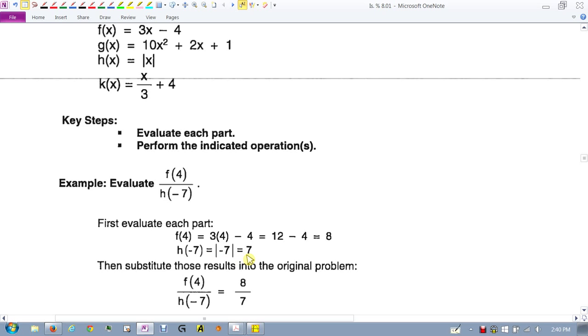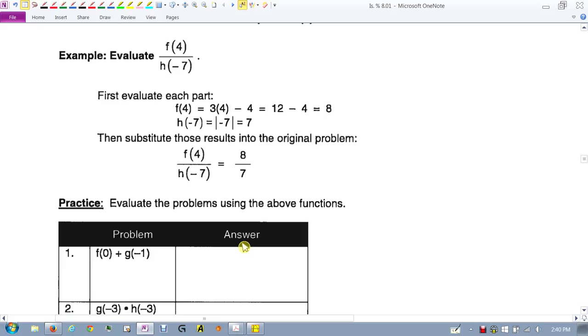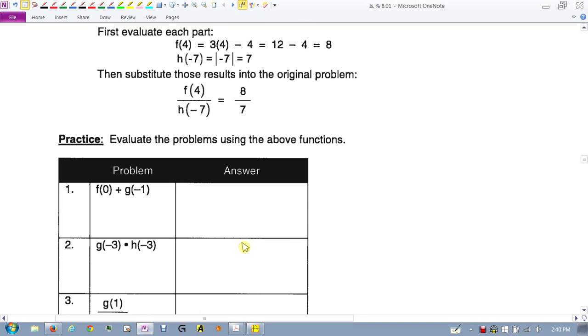After you figure out what each one of them is, this is a division symbol, right? So you just divide. Take that 8, divide by 7. Your answer is 8/7. So you have 2 functions separated by division, and then you just evaluate each function, then do the division. And you can do that for all 4 operations. You can do add, subtract, multiply, divide.